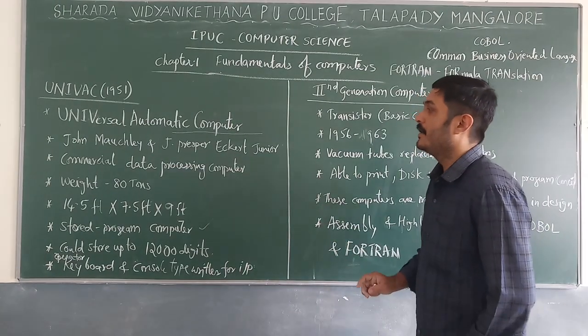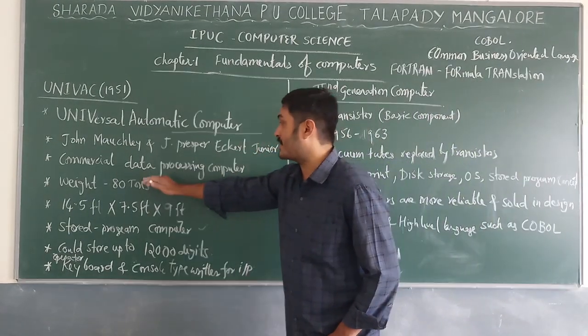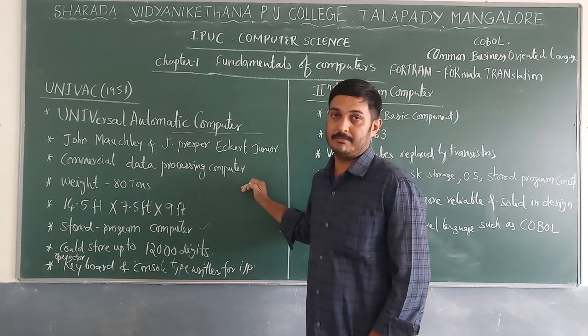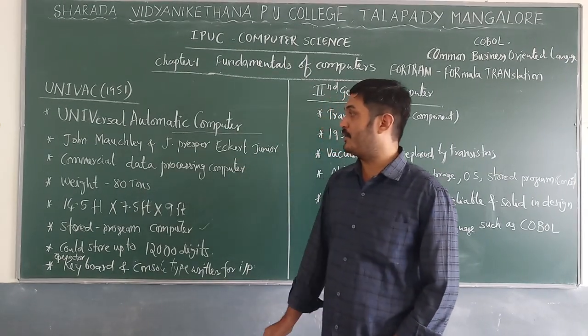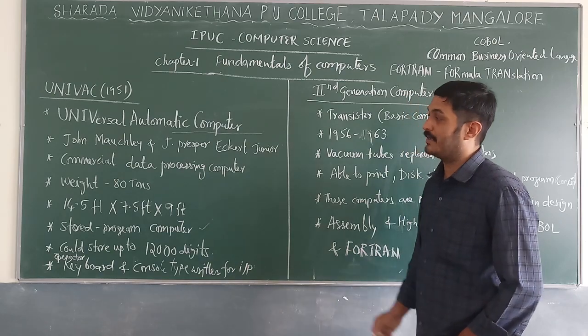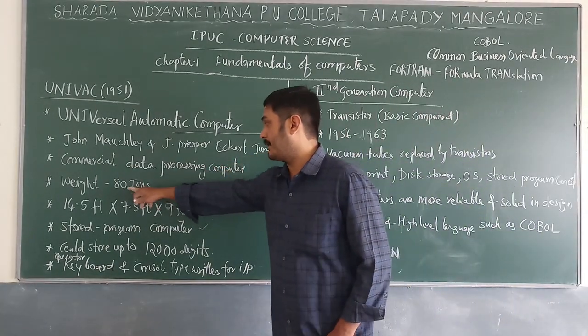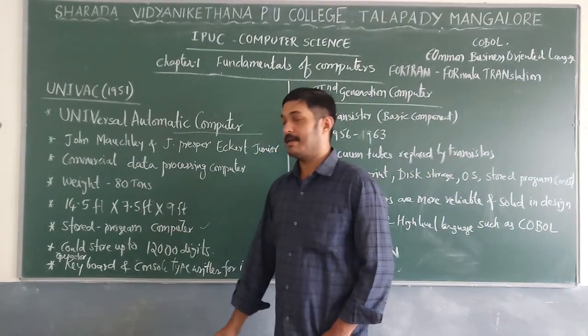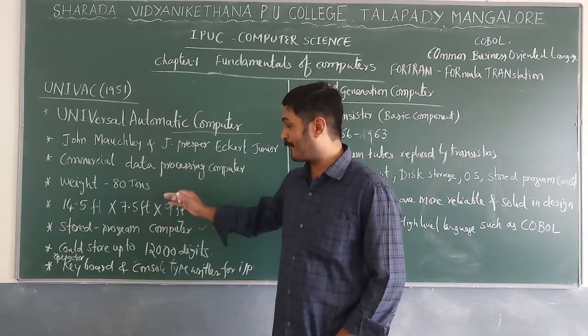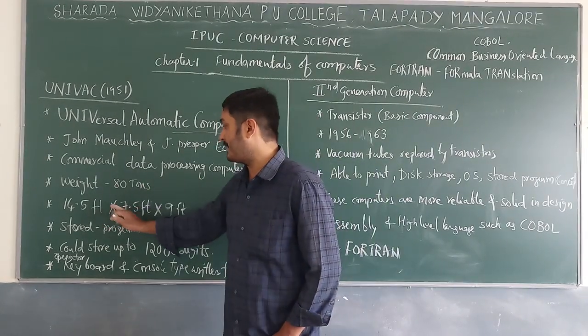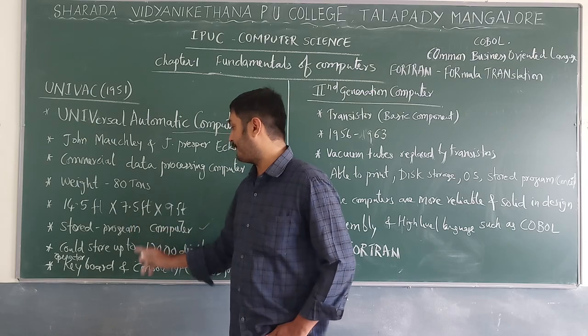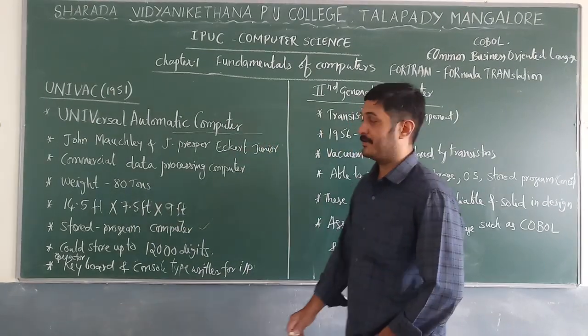Okay, let it be that. And it is mainly for commercial data processing computer. See, UNIVAC is mainly used as a commercial data processing computer. It weighs 80 tons, and its size uses floor space of about 14.5 feet by 7.5 feet by 9 feet.